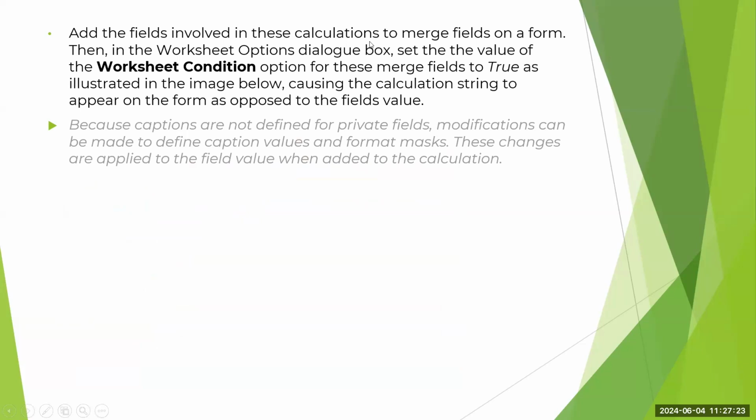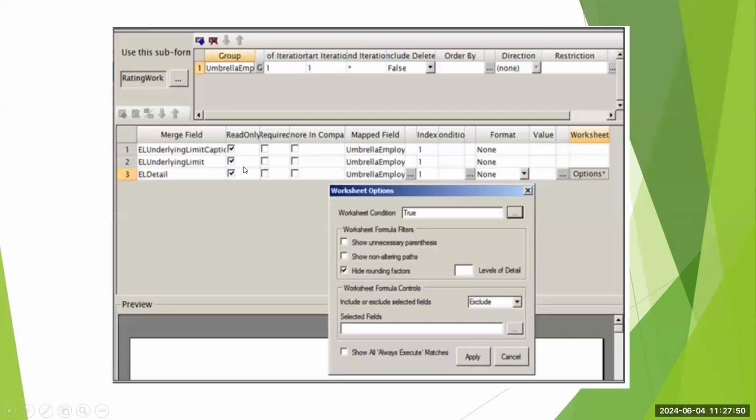Add a field involved in this calculation to merge the field on the form. Then in the worksheet dialog box that appears, set the value to true in the rating condition option to merge the field, as illustrated in the image below. Calculations appear on the form as opposed to the field value. Because captions are not defined for the private field, modifications can be made to define caption values and format marks. These are applied to the field value and added to the caption.